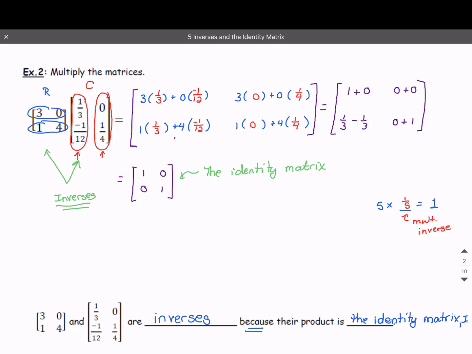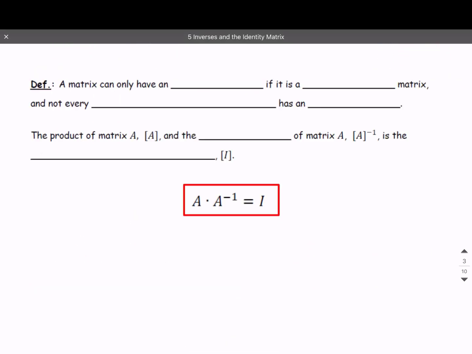I. Okay? A matrix can only have an inverse if first it is a square matrix, but not every square matrix has an inverse. We'll look at when they do and when they don't. Now, because it is an inverse, we know that the product of the matrix A and the inverse of matrix A, which we write A raised to the negative 1, but we don't read that as A raised to the negative 1. We read that as A inverse, or the inverse of A.